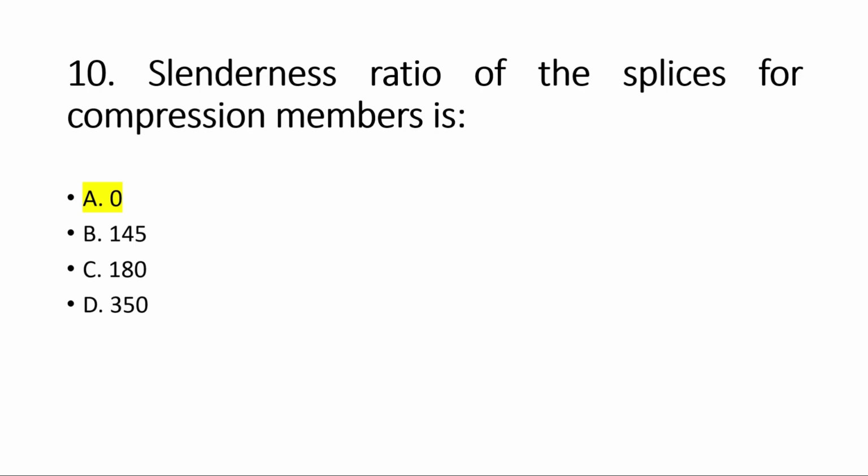The slenderness ratio of the splices for compression members is 0, as we all know that splices used in compression members are assumed to act as a short column with 0 slenderness ratio. Here the slenderness ratio for splices is 0. You can see it acts as a short column, so the slenderness ratio of the splices for a compression member is 0. Move on to the next question.